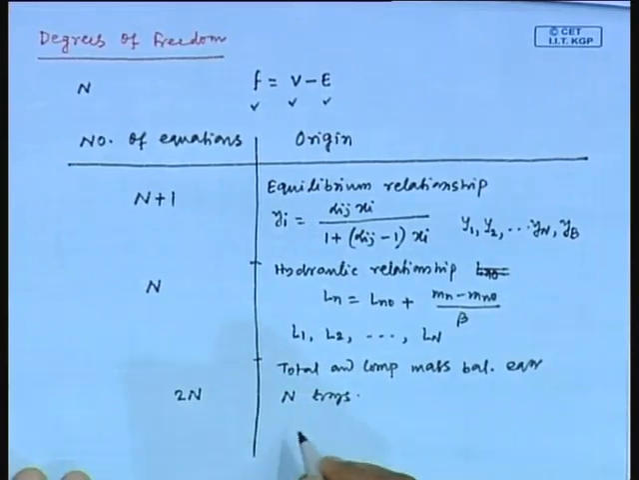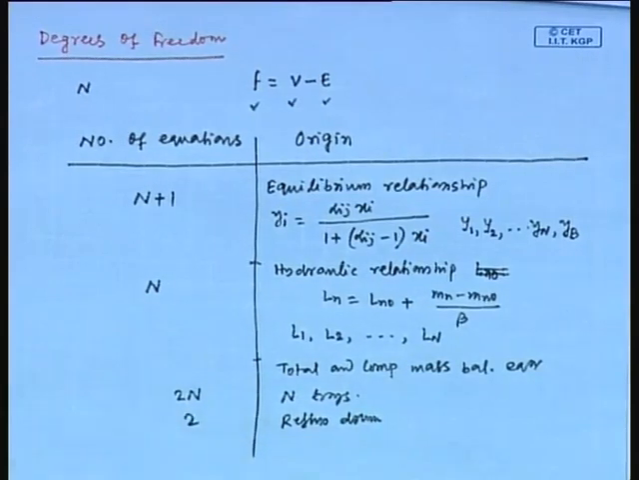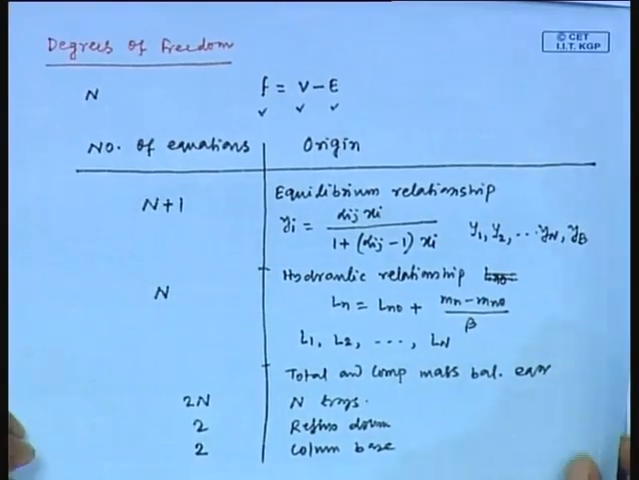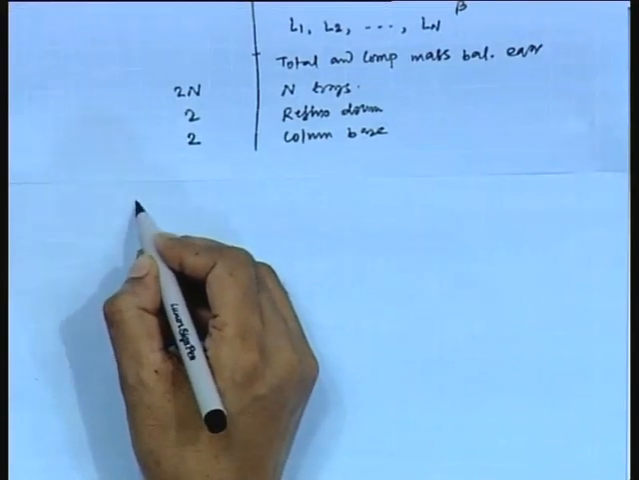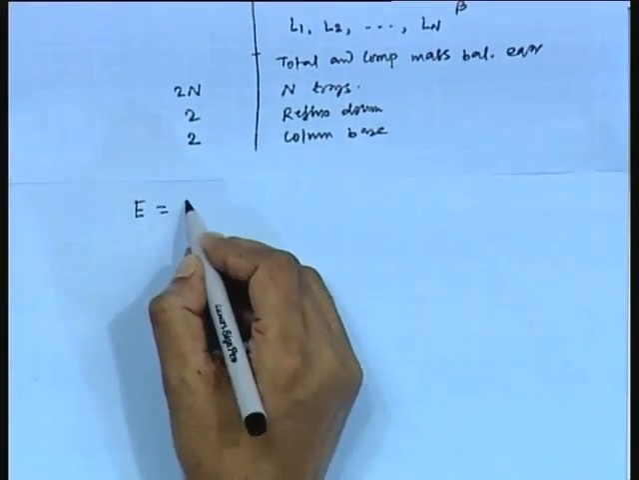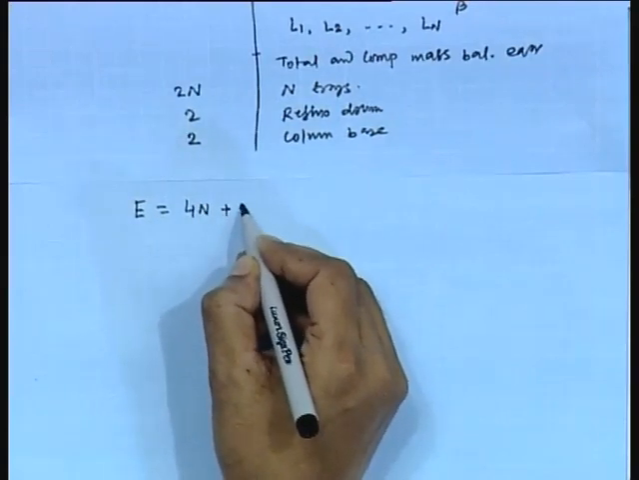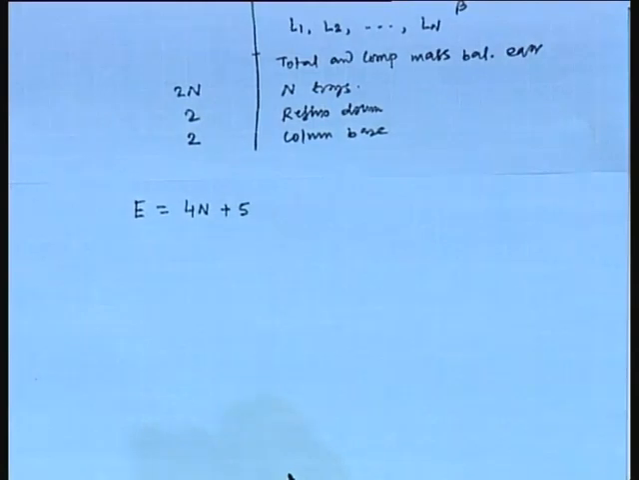Next, we will consider the reflux drum. Reflux drum, number of equations 2. Similarly, for the column base, number of equations 2, one component and another one total mass balance equation. So, total number of equations E equals 4n plus 5. So, next we have to find the total number of variables V.